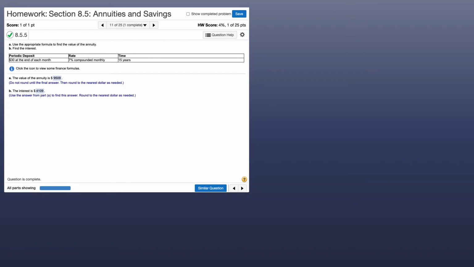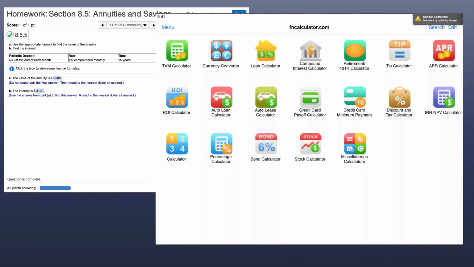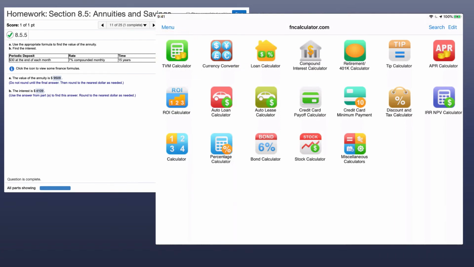All right, last one. Let's go to the app on the iPad. This is an app you can get on an iPad. You can get it on an iPhone. I believe the same app is available for your Google devices, your Android devices. So it's the Easy Calculator app. And on this one, I'm going to do the TVM calculator up in the corner.